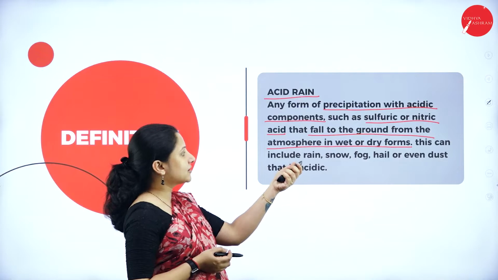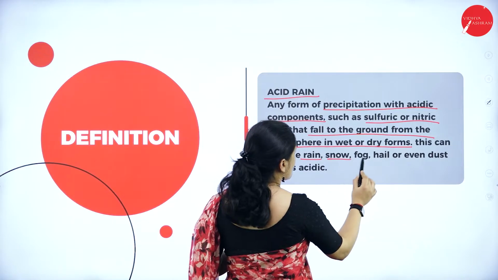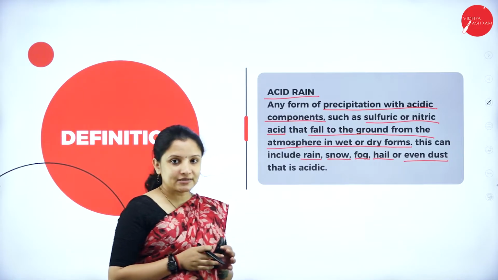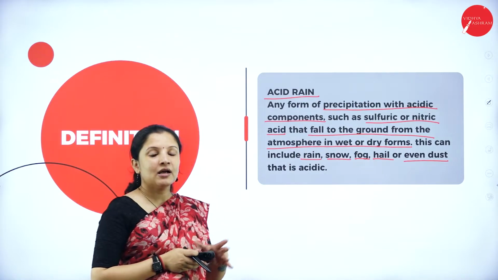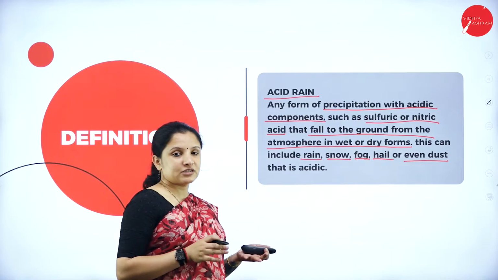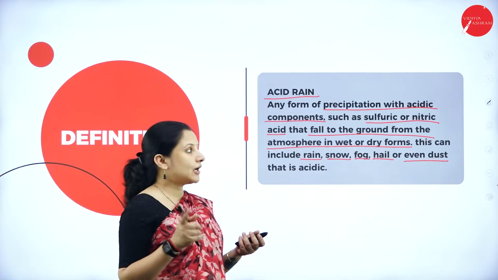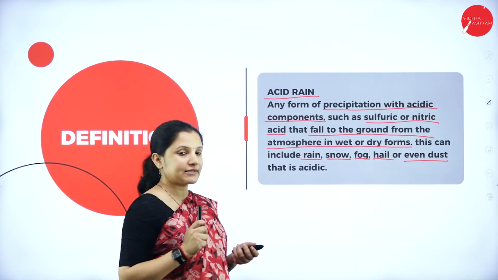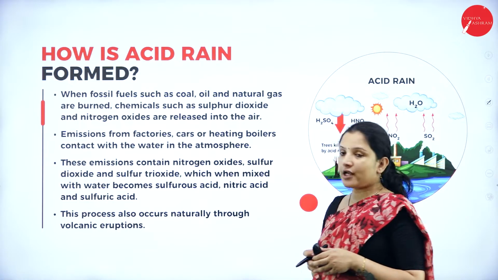So therefore, acid rain is nothing but precipitation such as rain, snow, fog, hailstones, or even dust that has become acidic because it contains sulfuric or nitric acid, and if that falls onto the ground, it is called acid rain. So in simple words, any form of precipitation that has become acidic, containing sulfuric and nitric acid, if it falls on the ground, we call it acid rain.